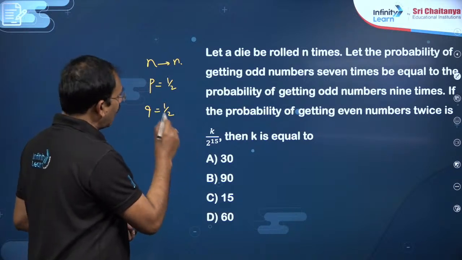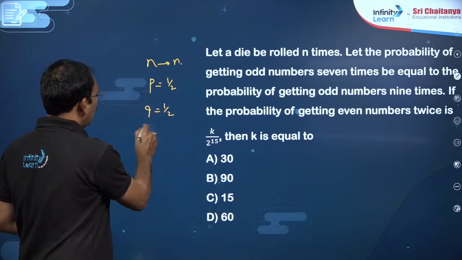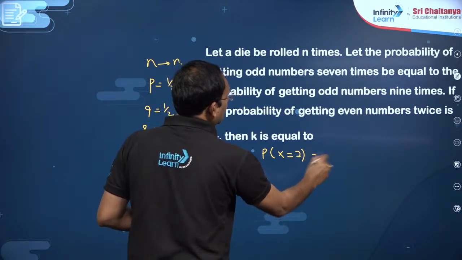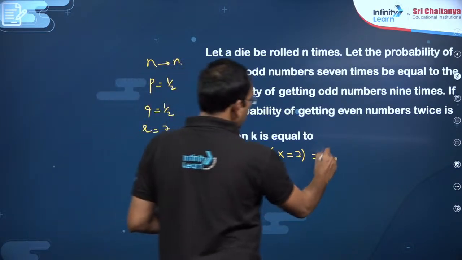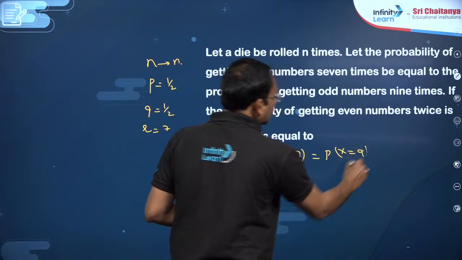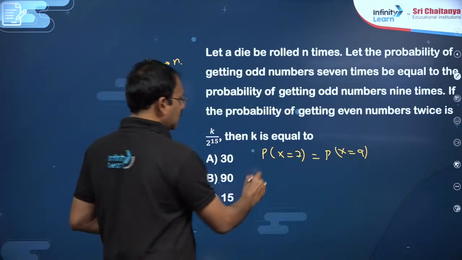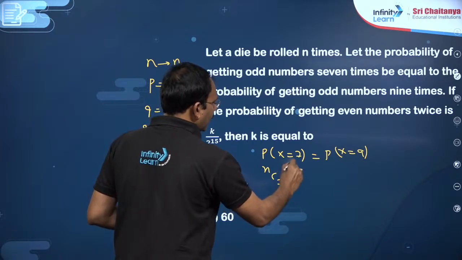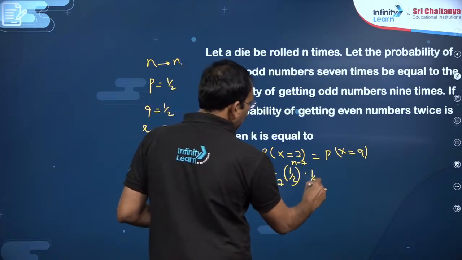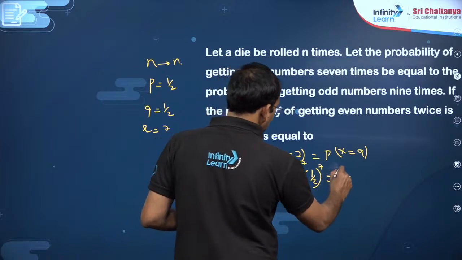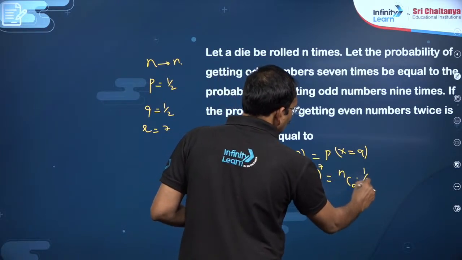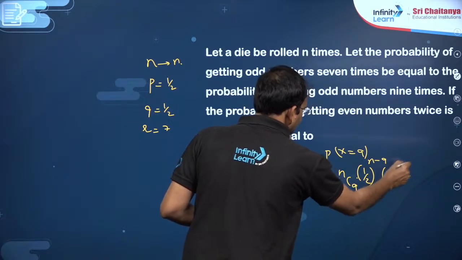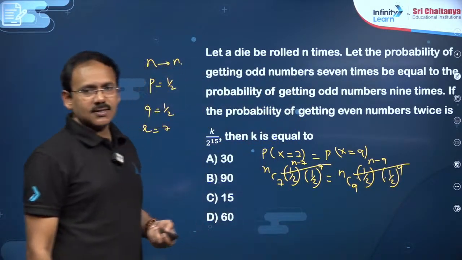Now, getting an odd number success 7 times, he wants r successes, that means P(x=7) is equal to P(x=9), that is what he said. That means, my dear friends, nC7 into (1/2)^(n-7) into (1/2)^7 is equal to nC9 into (1/2)^(n-9) into (1/2)^9. In fact, these two are the same, you can cancel.